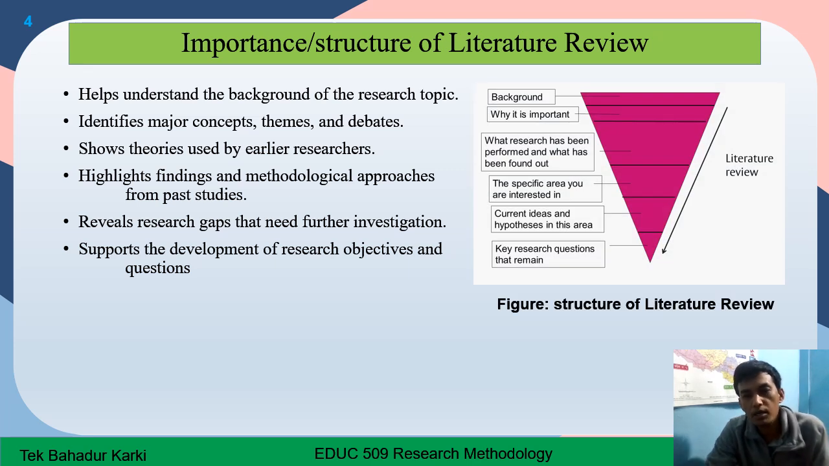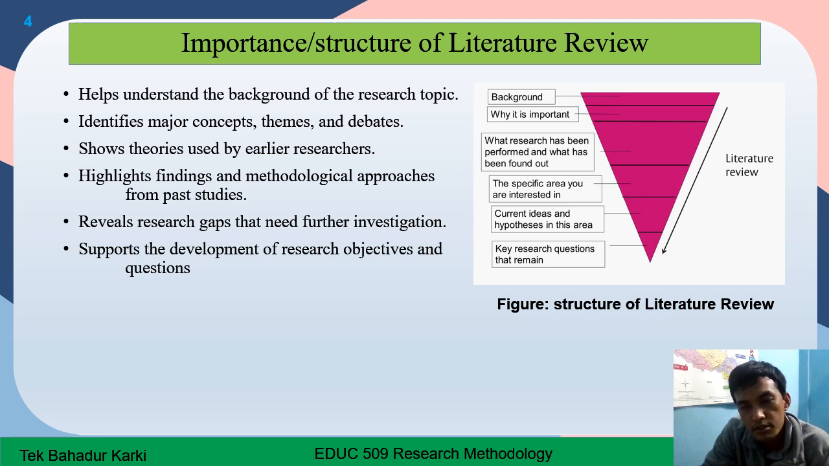So this is the structure of the literature review. We can see that it is an inverted pyramid-like structure, and at the top there is the background. We can easily see the background here, and in the second part, why it is important. That is why the research is important, and then what research has been performed and what has been found out. That means its findings in a specific area you are interested in.